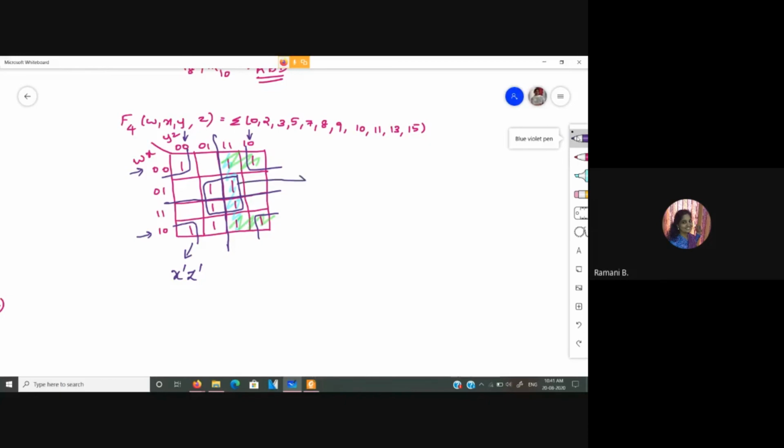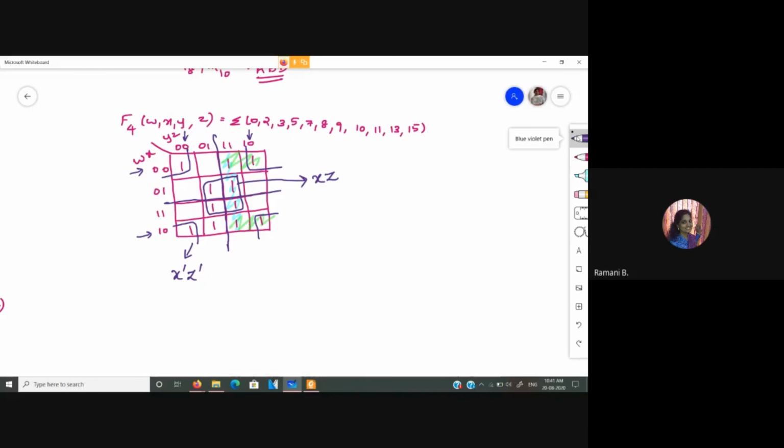So for this particular term, here we have w equal to 0 and x equal to 1. Here w equal to 1 and x equal to 1. So we have x, and for yz, y is equal to 0, z equal to 1. Here y is equal to 1 and z equal to 1. So this is xz.